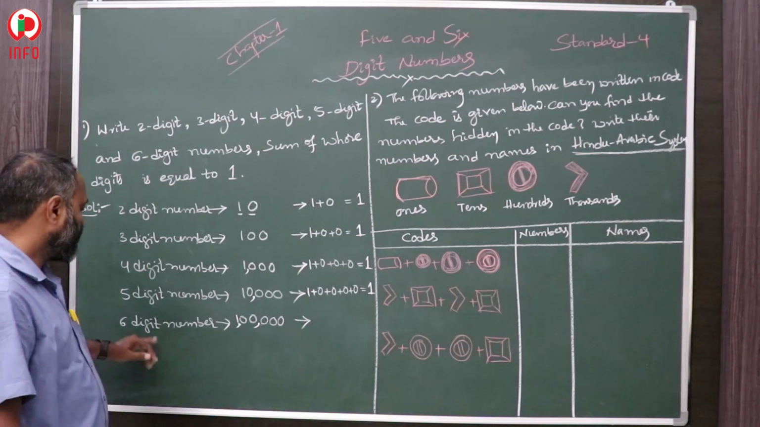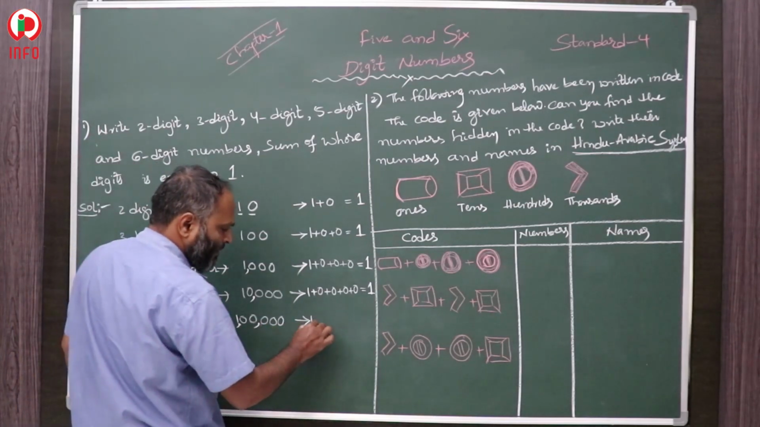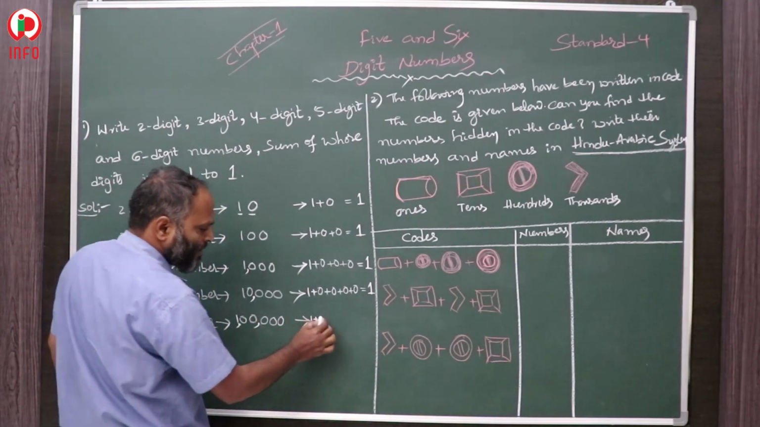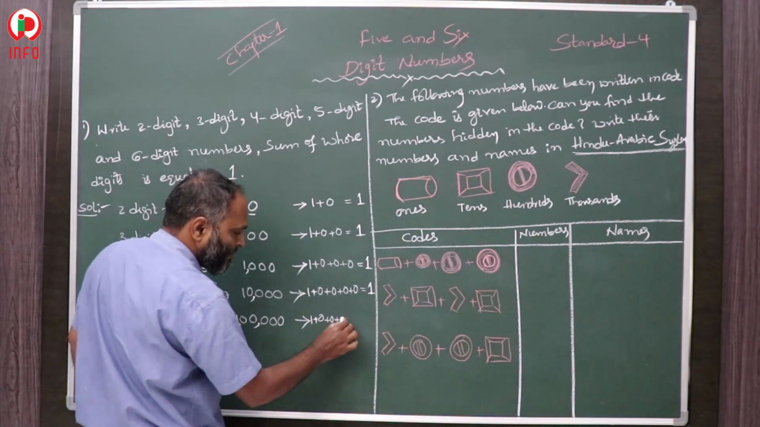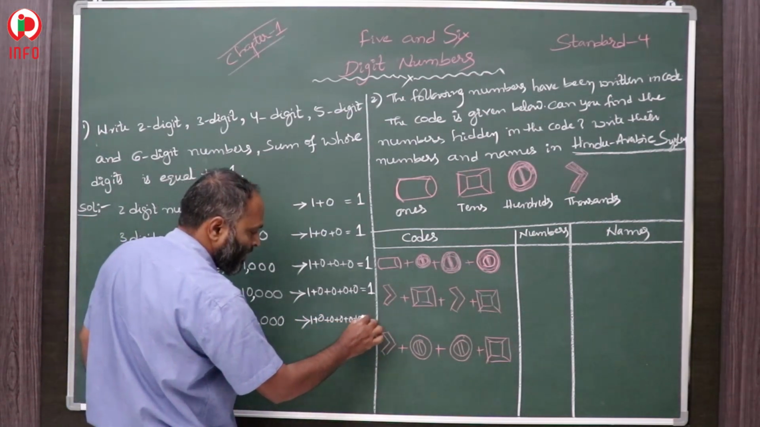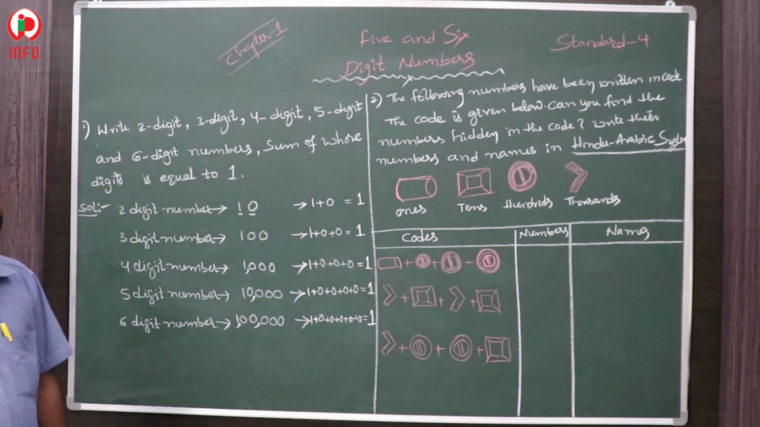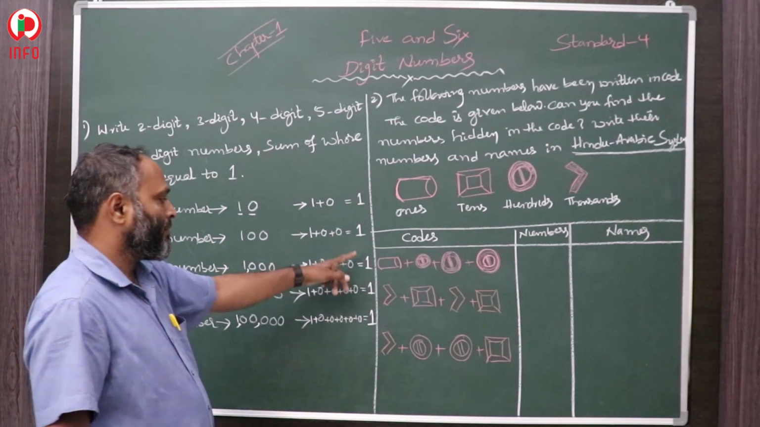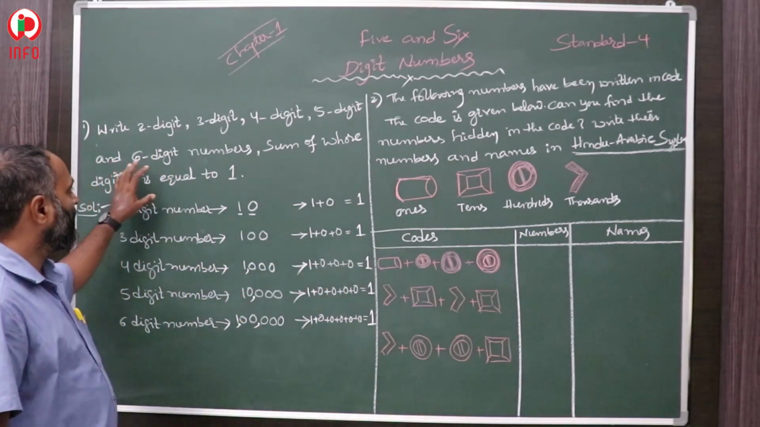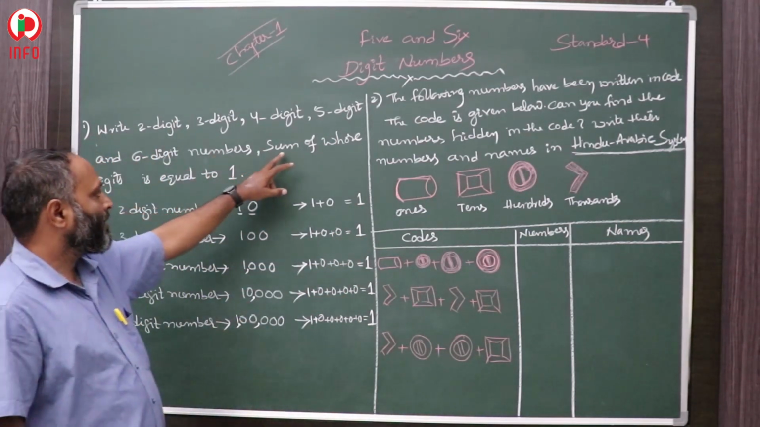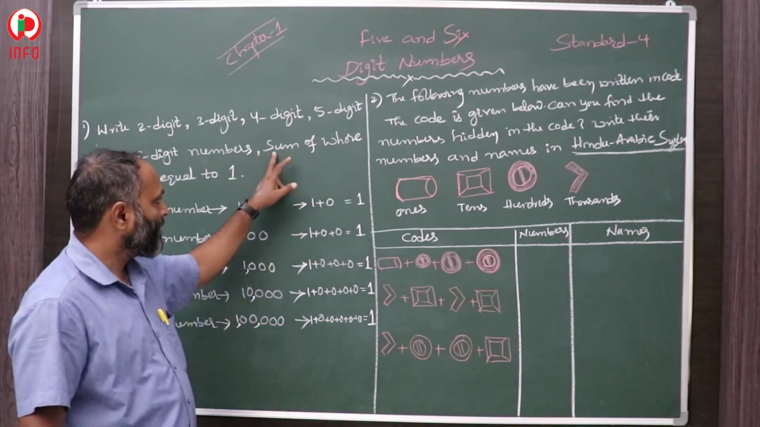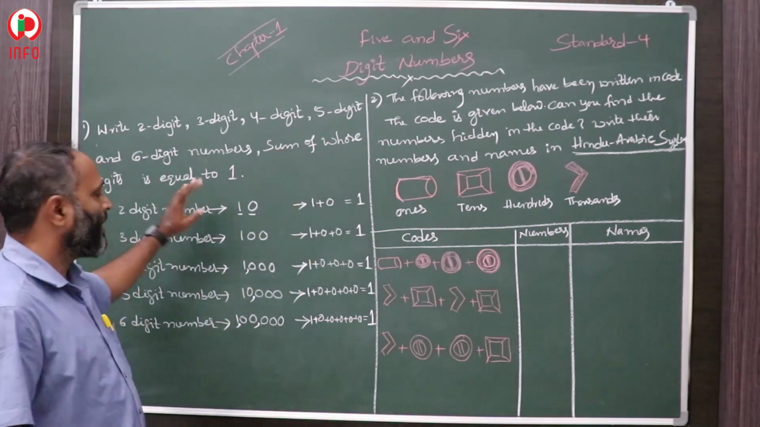Then add it. 1, and 5 zeros. 0 plus 0 plus 0 plus 0 plus 0. The answer remains the same, 1. In all the cases, the answer is 1. So this is what he is asking: write those numbers in which the sum of the digits is equal to 1.